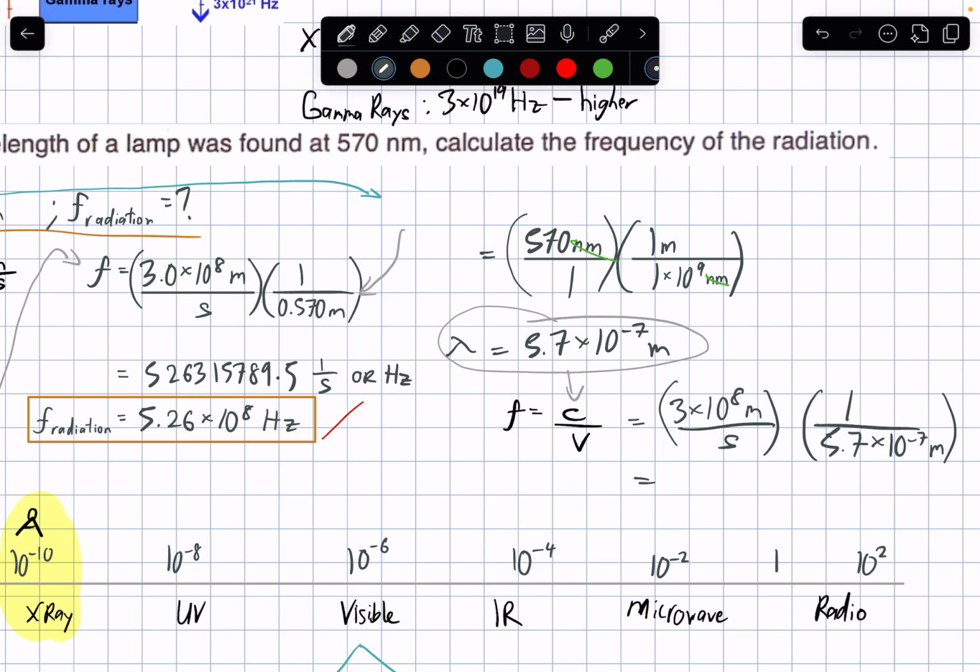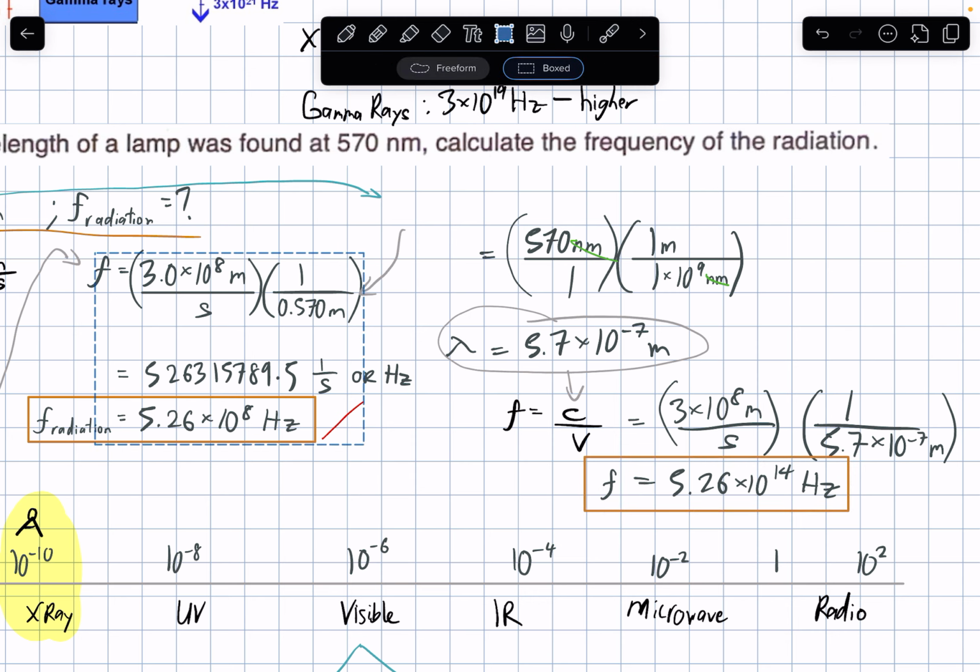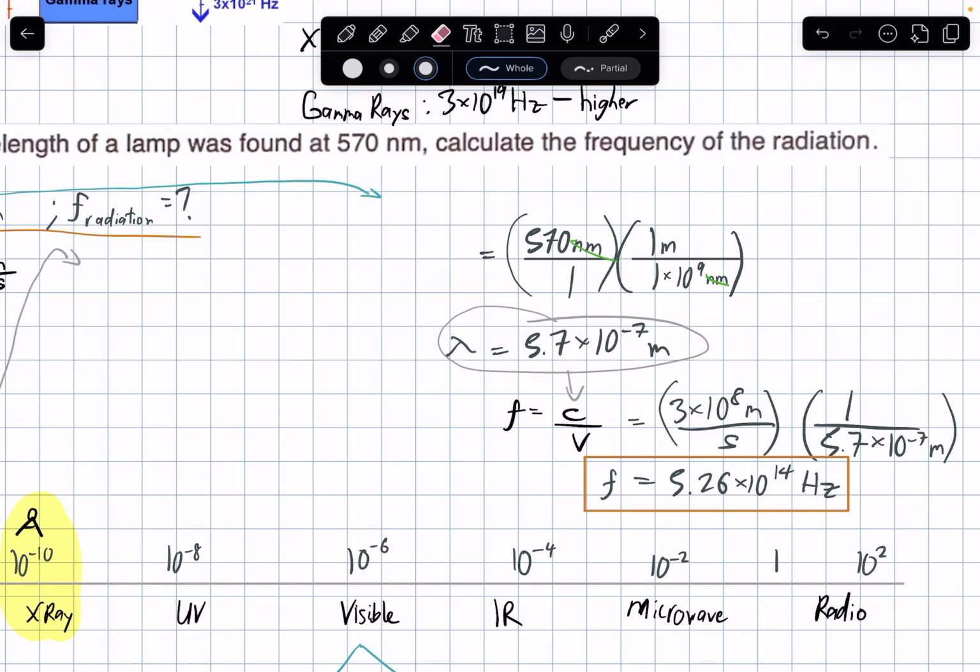And so 3 times 10 raised to 8 divided by 5.7 times 10 raised to negative 7 is equal to 5.26 times 10 raised to 14. You can say over seconds, that's one of the units of frequency, or you can simply say hertz. And this is the final answer. So kindly disregard this part. It is not correct.